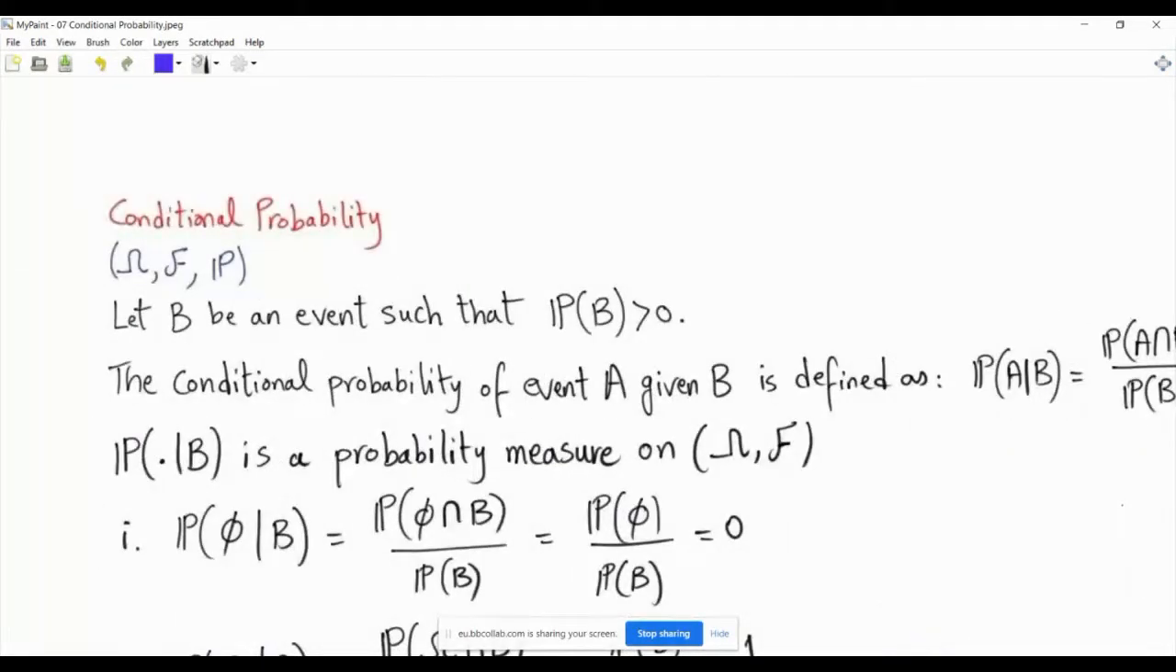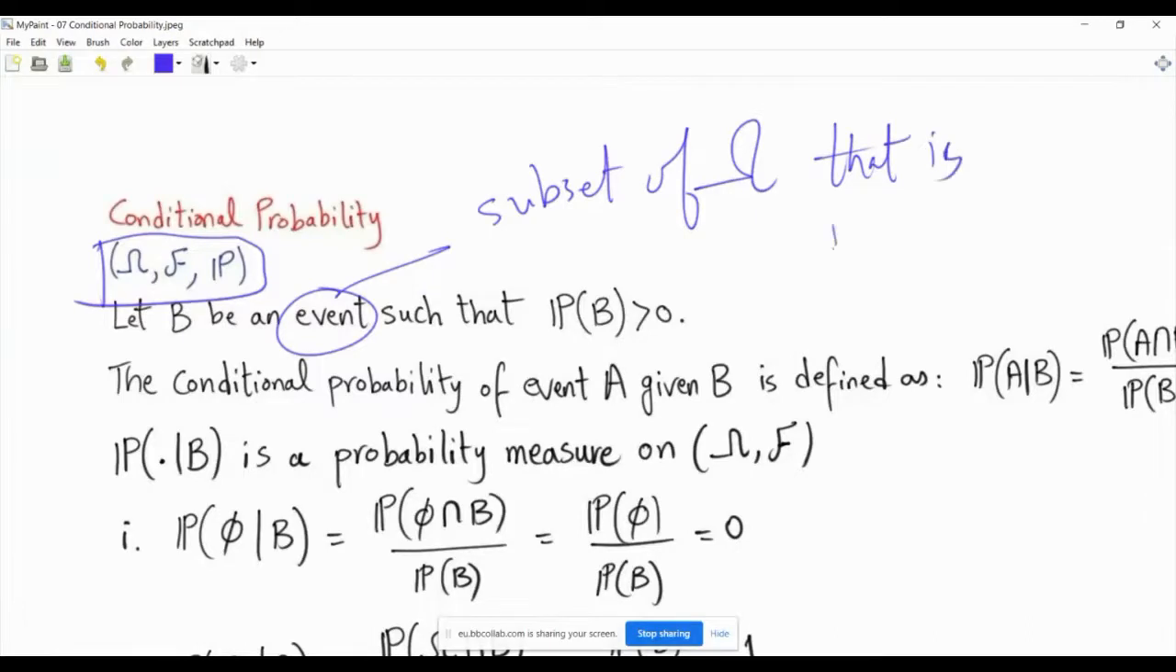Now there is something called conditional probability. And for conditional probability, of course, now we know the triple. Now we are friends with this triple: a sample space, a sigma algebra defined on it, and then a probability measure. Now we choose B as an event. So an event is just a subset of omega that is included in the sigma algebra, and let's choose a subset that has a strictly positive probability.